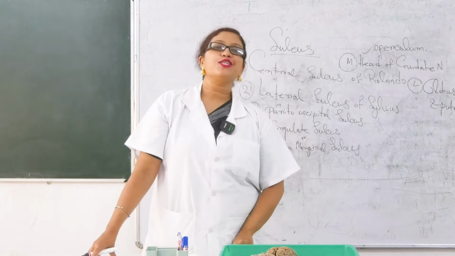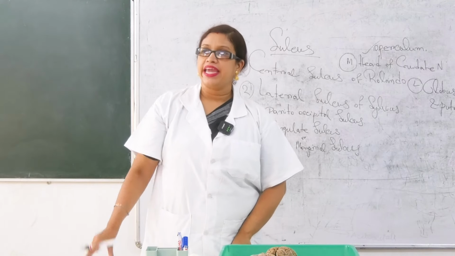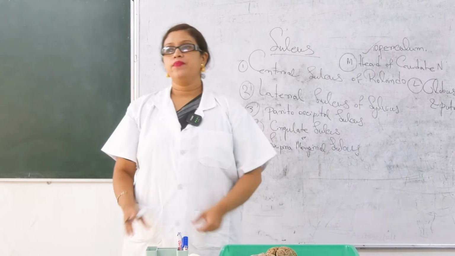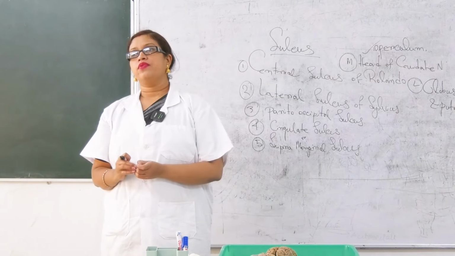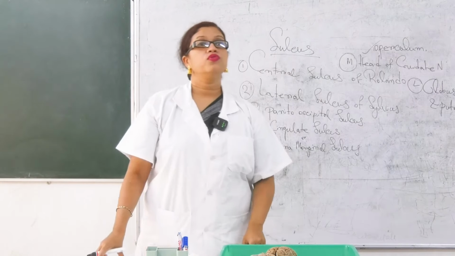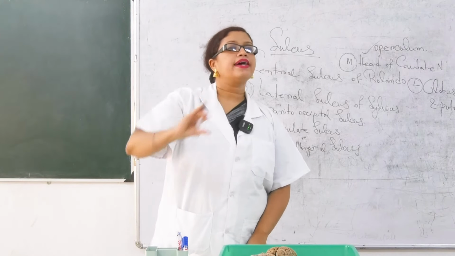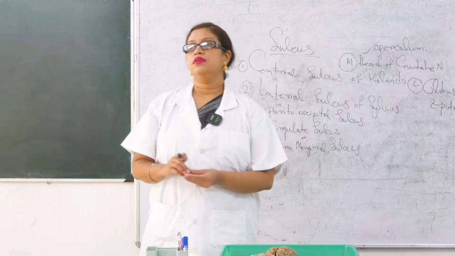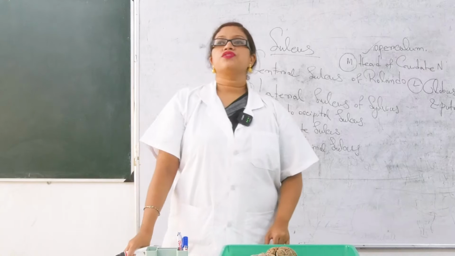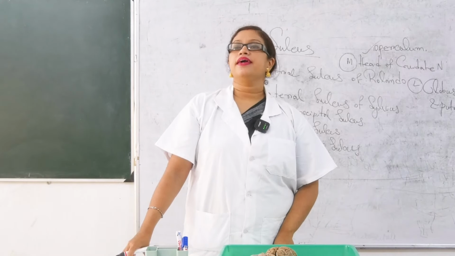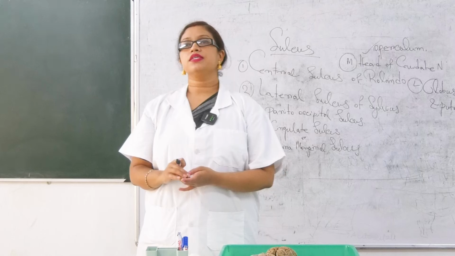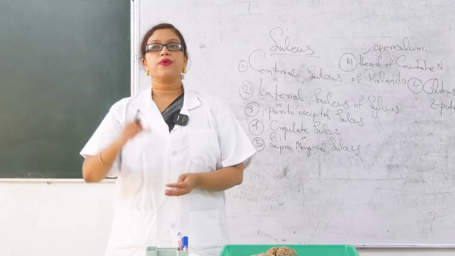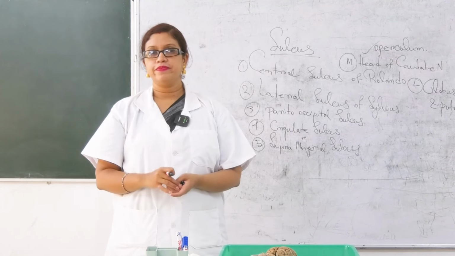What are the parts? First is the rostrum, the head end. Then the body, then the genu, and the last, the tail end, is the splenium. So rostrum, body, genu, and splenium. Why is the corpus callosum important? Which structure is present just inferior to the corpus callosum?